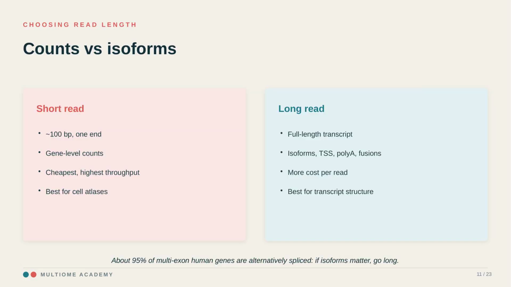So how do you choose read length? Short reads are cheapest and highest throughput, and give gene-level counts, ideal for cell atlases. Long reads resolve full transcript structure, isoforms, start and end sites, and fusions, at a higher cost per read. And remember, about 95% of multi-exon human genes are alternatively spliced. If isoforms matter, go long.